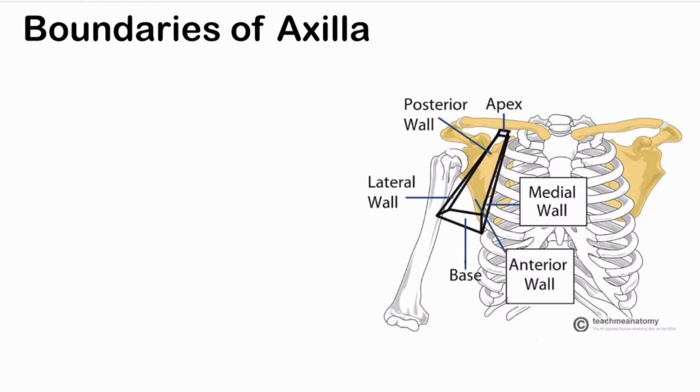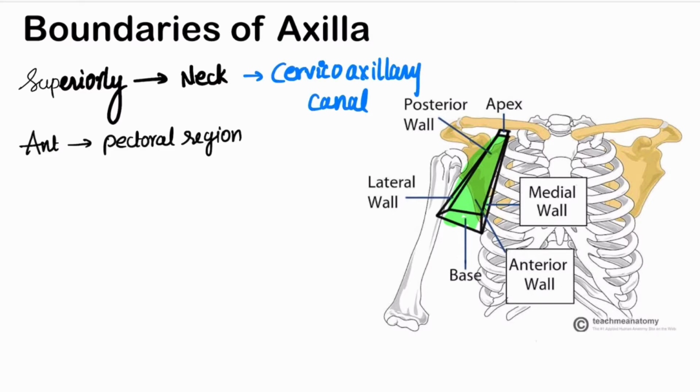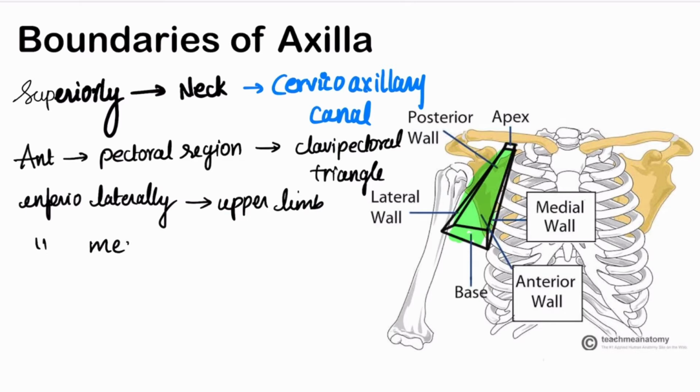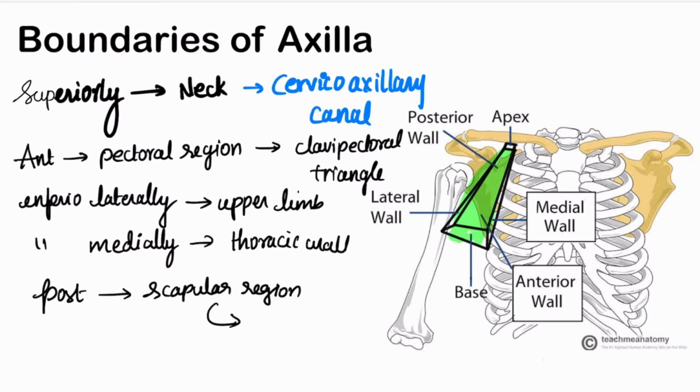It is located at the junction of the arm and the thorax. This is the arm here and this is the thorax. And here is the axilla. It is superiorly attached to the neck through the cervico-axillary canal. It is anteriorly attached to the pectoral region through the clavipectoral triangle. It is inferior-laterally connected to the upper limb. Inferior-medially it is connected to the thoracic wall. And posteriorly it is connected to the scapular region through the quadrangular space.